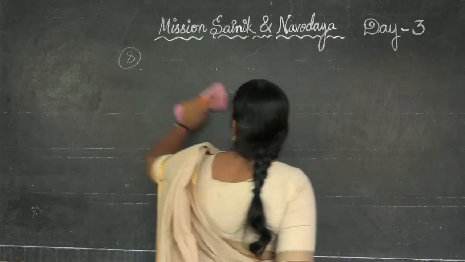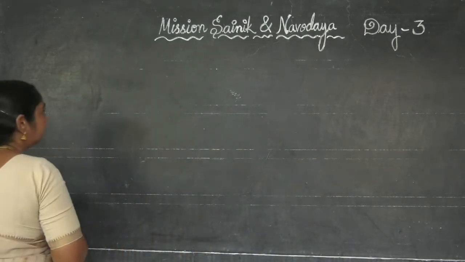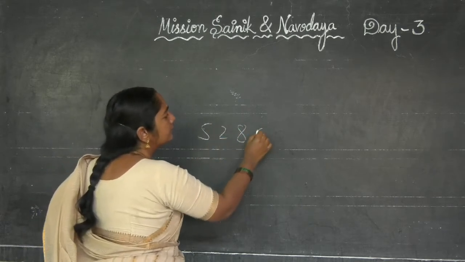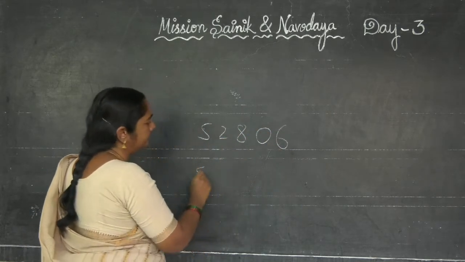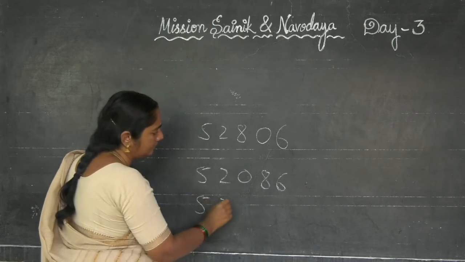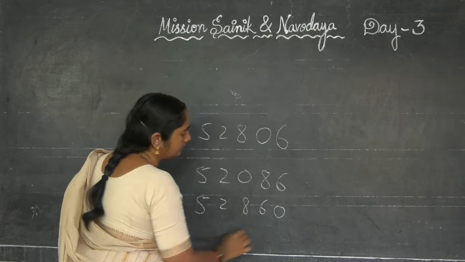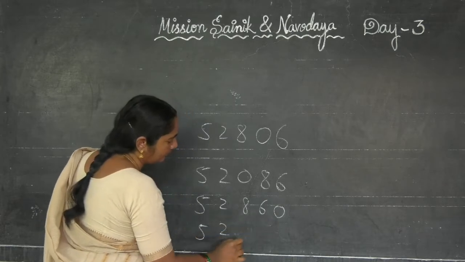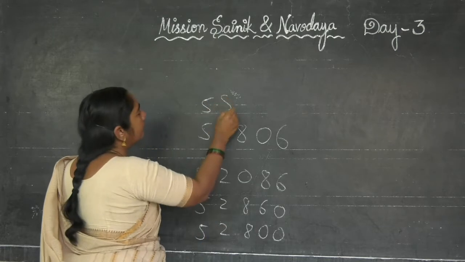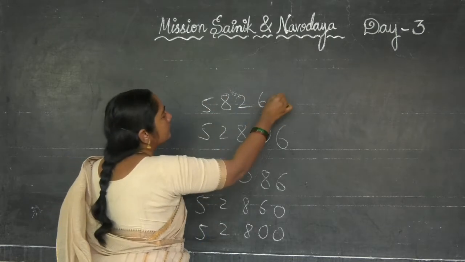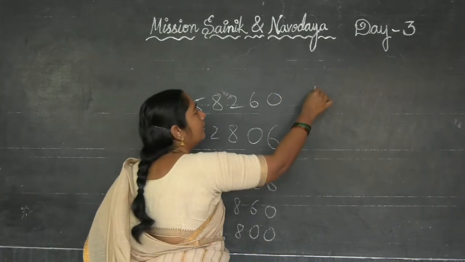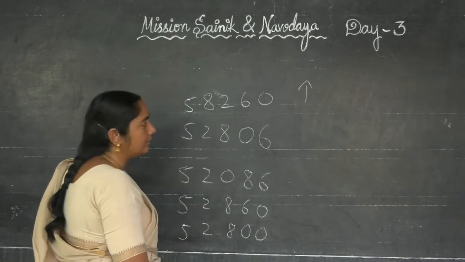Question. Choose the correct option if the numbers 52806, 52086, 52860, 52800, 58260 are arranged in ascending order. Okay, now you have to arrange them in ascending order.